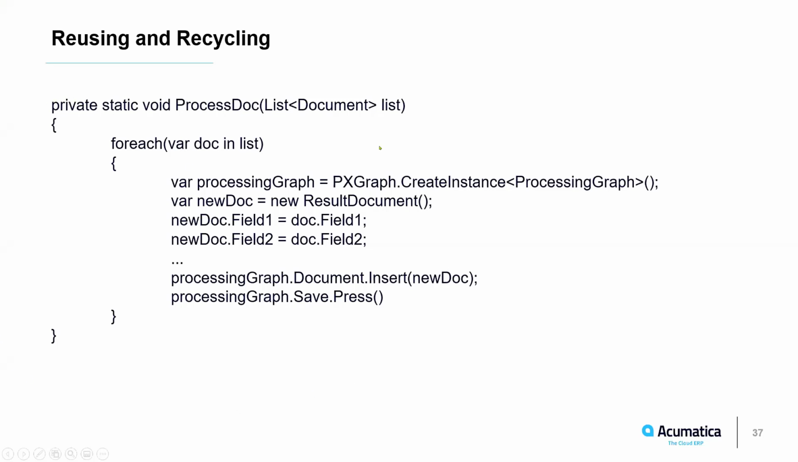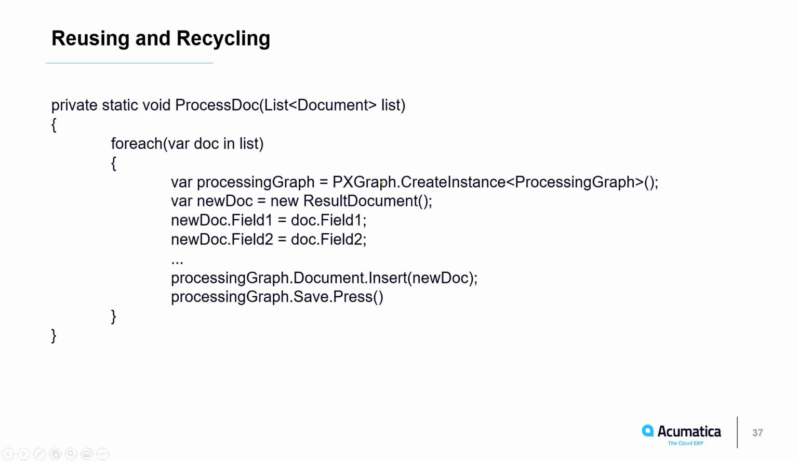So that is a kind of generic example of a processing delegate. So the method that performs some processing iterates through a list of documents, creates a graph, creates a new document in that graph, assigns some fields, inserts the document, saves the result, and it repeats that for every document in that list that we receive. So can you spot what's wrong here? Can you spot what's going to cause us some performance issues?